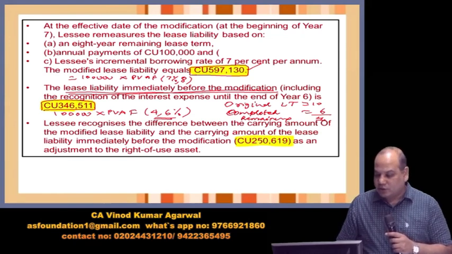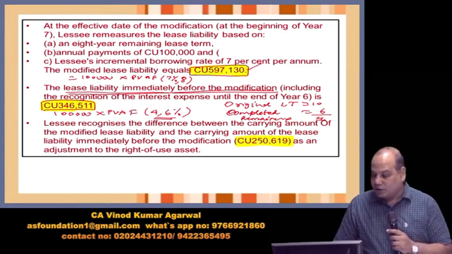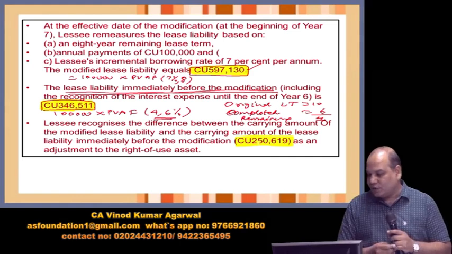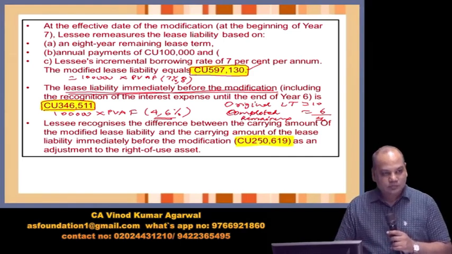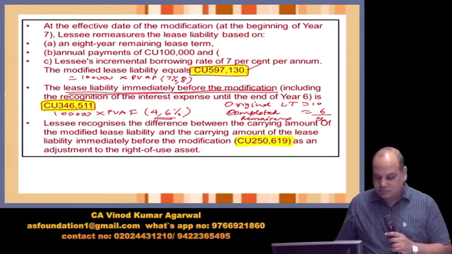Lessee recognizes the difference between the carrying amount of the modified lease liability and the carrying amount of the lease liability before the modification as an adjustment to the right of use asset. Check the difference. Is it matching? 250,619. Journal entry.